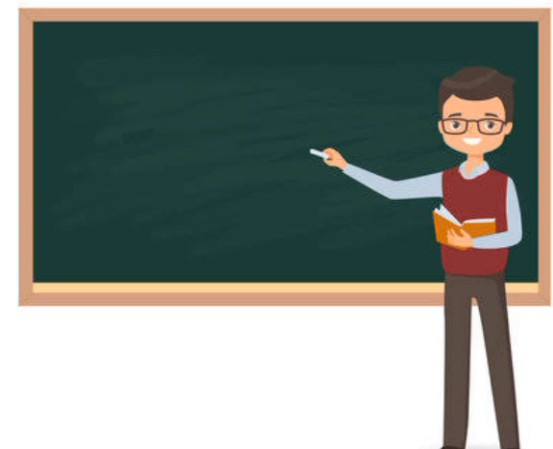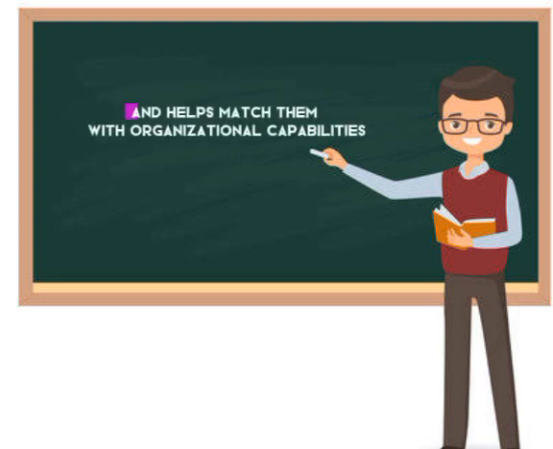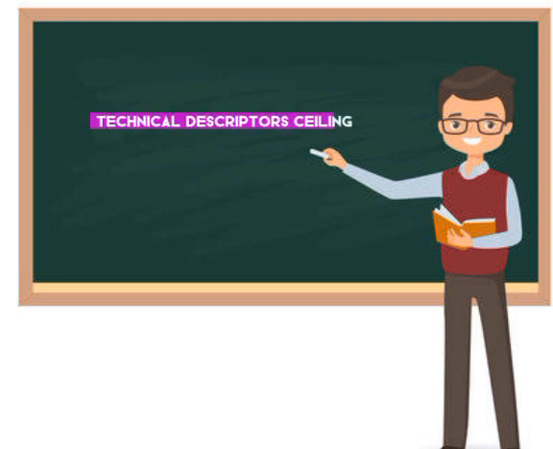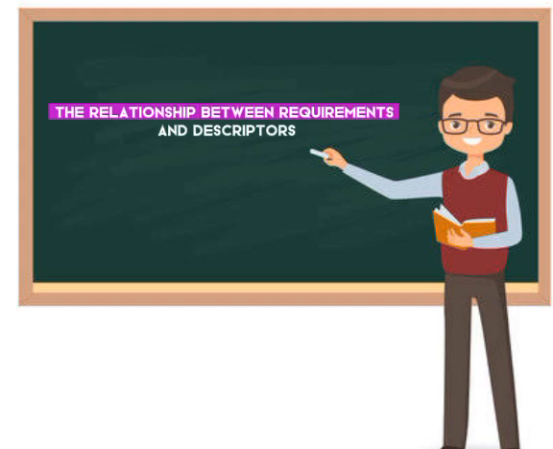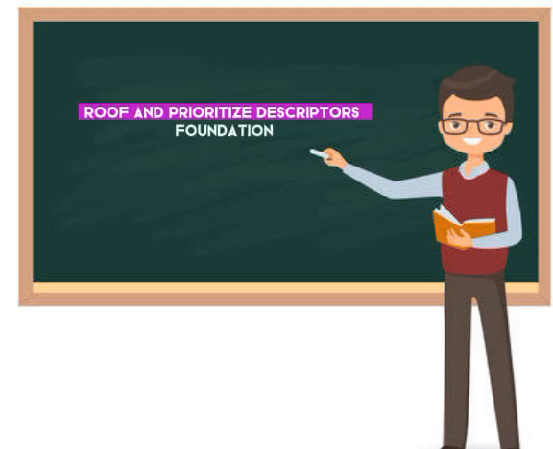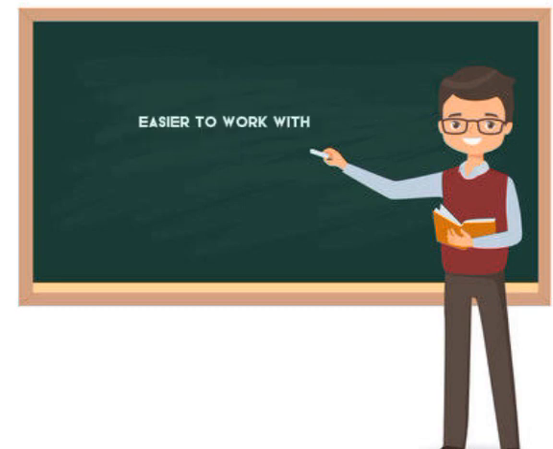House of Quality is a key tool in QFD. It translates customer needs into design requirements and helps match them with organizational capabilities. It's a vital chart in quality planning. The House of Quality has different parts: customer requirements, exterior walls, technical descriptors, ceiling, the relationship between requirements and descriptors, interior walls, interrelationship between descriptors, roof, and prioritized descriptors, foundation. Understanding this structure makes other QFD matrices easier to work with.